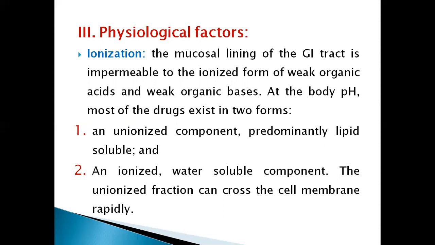So weakly acidic drugs, for example barbiturates, in unionized form in the acidic pH in the stomach are better absorbed from the stomach. Weakly basic drugs, for example morphine, amphetamine, in unionized form at alkaline pH are better absorbed from the intestine.